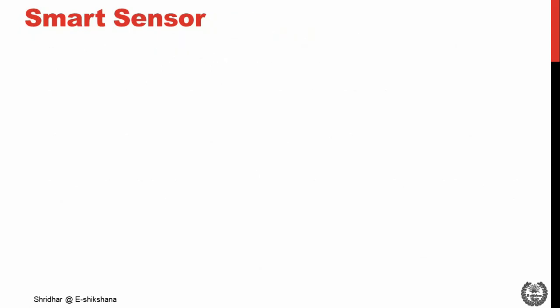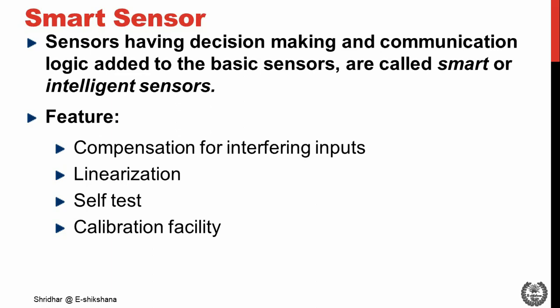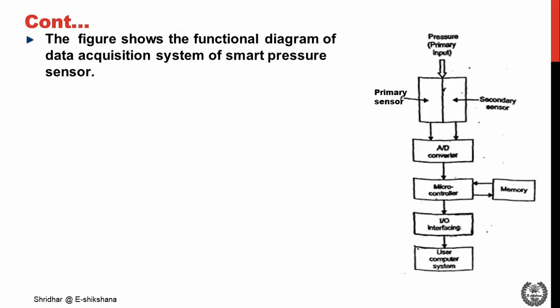Next, we'll discuss smart sensors. Sensors having decision making and communicating logic added to the basic sensors are called smart sensors or intelligent sensors. The features of these smart sensors are compensation for interfering inputs, linearization, self-test, and calibration facilities. The figure shows the functional diagram of the data acquisition system of a smart pressure sensor, which consists of a primary sensor and a secondary sensor.